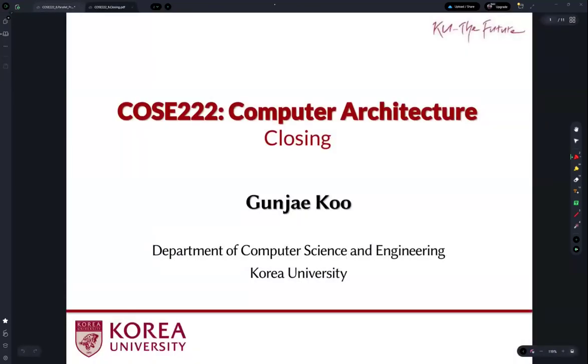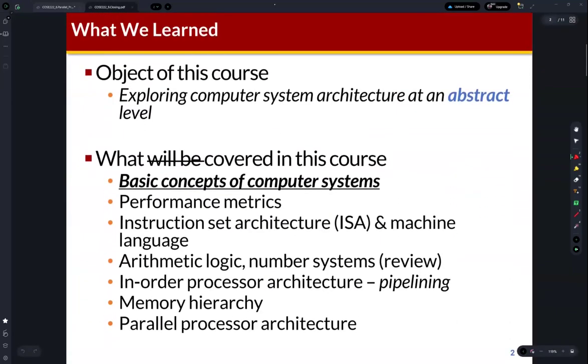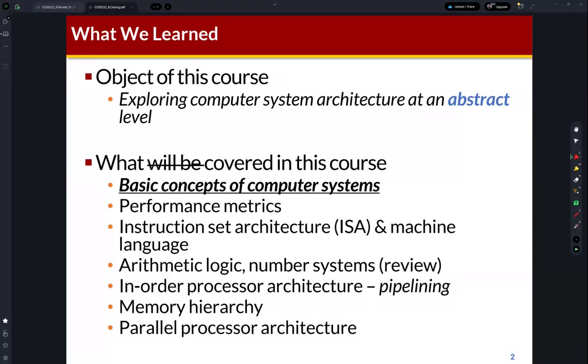Then I will conclude this course. In this course, we have explored computer system architecture, and the course name is computer architecture. We learned about computer architecture at an abstraction level. We covered performance in chapter 1, instruction set architecture in chapter 2, and arithmetic logic and hardware design in chapter 3. Then the processor architecture, which is a pipelined architecture, in chapter 4, and memory hierarchy, and then a brief explanation of parallel processor architecture. This is an undergraduate level computer architecture course.